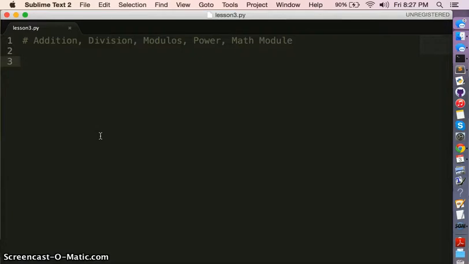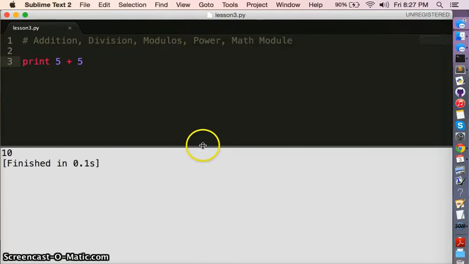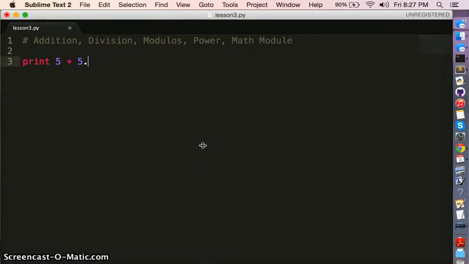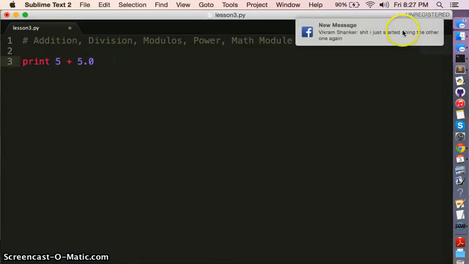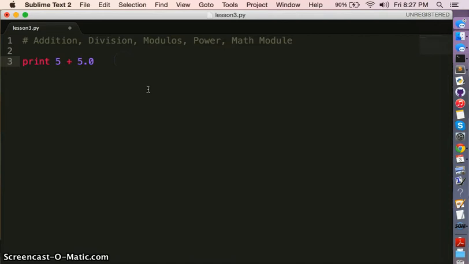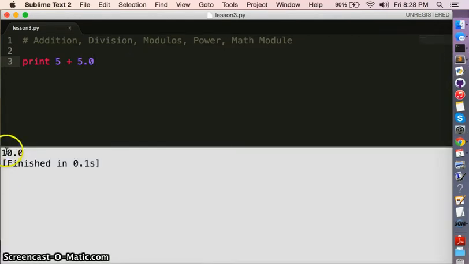Addition works just as you'd expect, right? If I print 5 plus 5, then I get 10. And if I print 5 plus 5.0, the key here is to note that 5 is an integer and 5.0 is a float. It turns out that if you add an integer to a float, it results in a float, 10.0.